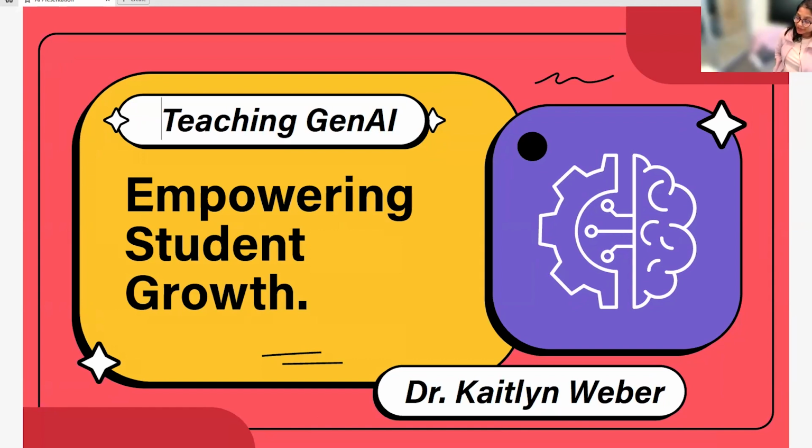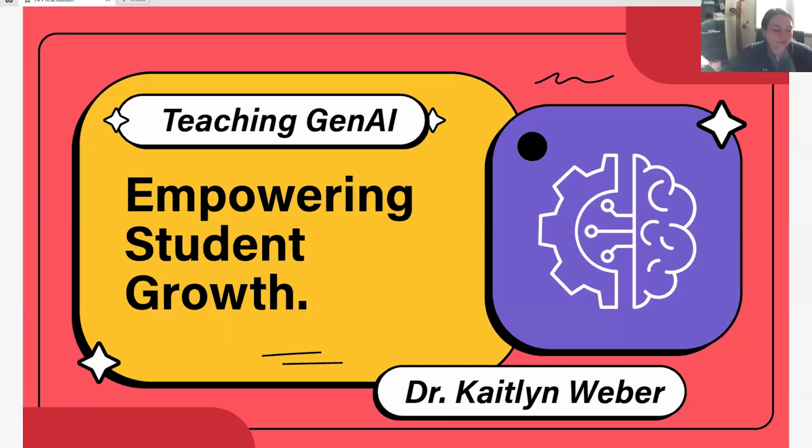So today we are here for the presentation of Teaching Generative AI: Empower Student Growth. And we have Dr. Caitlin Weber today to talk about it. She is an instructional assistant professor in the Department of Agricultural Economics in the College of Agriculture and Life Sciences, and she began teaching at Texas A&M in fall 2022. She graduated from Kansas State University with a PhD in agricultural economics, and she teaches several courses focused on agricultural and product marketing, agribusiness management, and farm and ranch management. So, without any delay, I will give it to you, Caitlin.